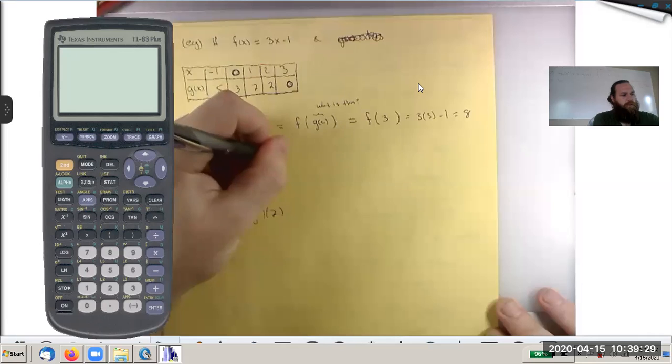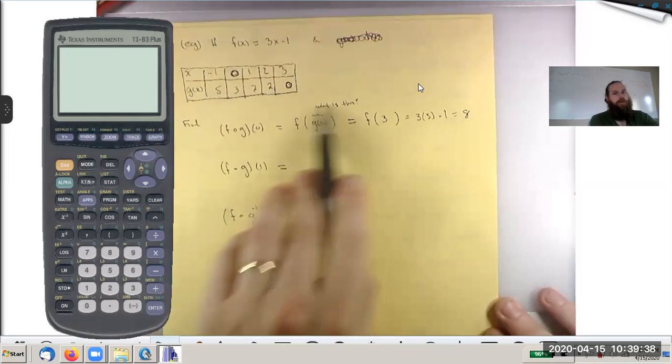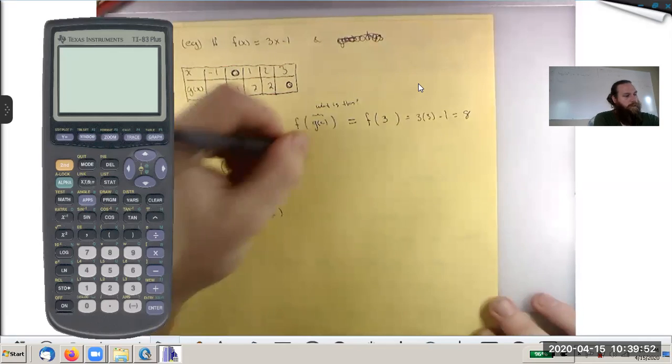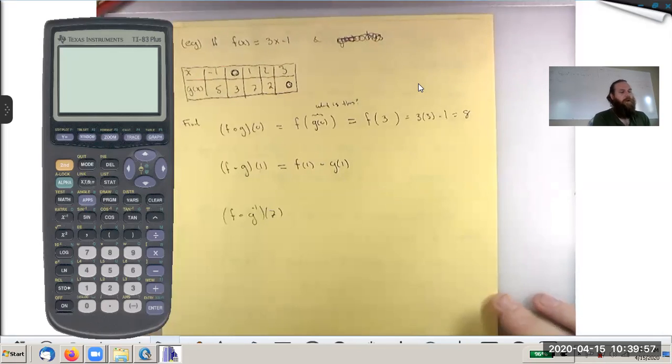How would I get started with this second part? What's the get started step? Here we wrote down the definition of f of g of 0. What would be the definition of f minus g of 1? You have to put in 1 on the f of x and find the g of 1. Yeah, exactly. So I need to figure out what f minus g of 1 is in terms of f of 1 and g of 1. And f minus g of 1 is f of 1 minus g of 1. That's the definition.